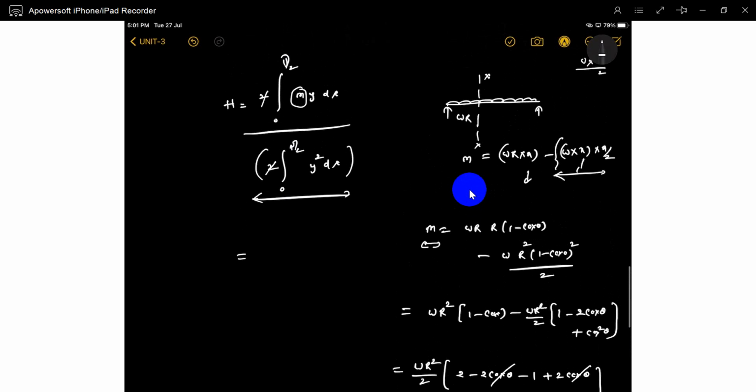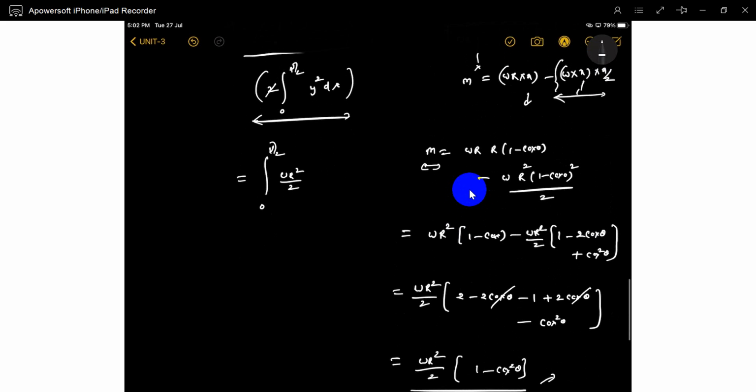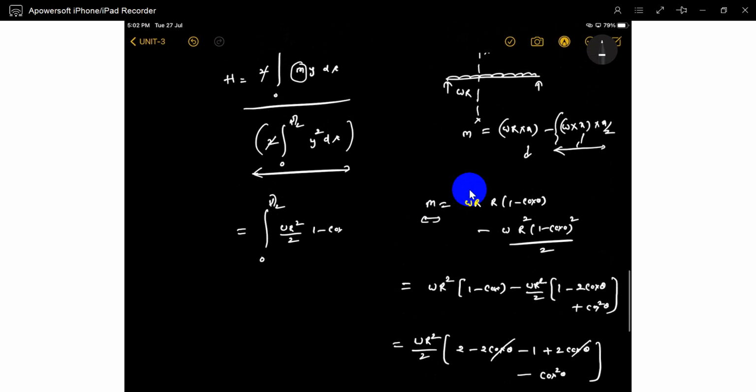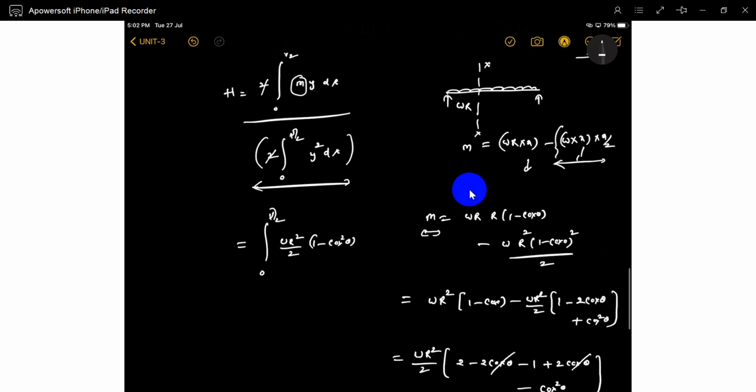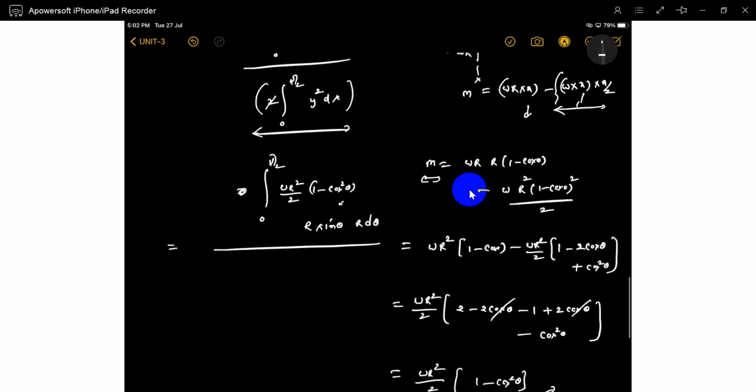So now we will do the integration, 0 to pi by 2. What is M? M is WR square by 2 into 1 minus cos square theta. Y is again, you know, r sin theta, and ds is r d theta. Divide by y square, which you already know, no need to calculate, r sin theta whole square r d theta.